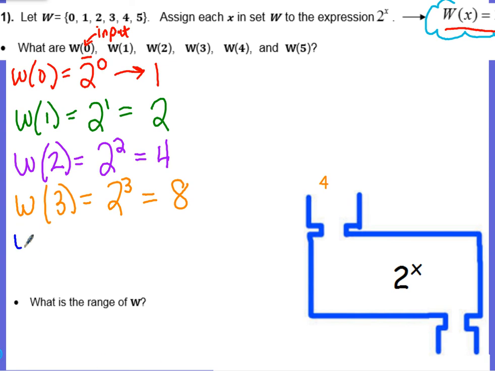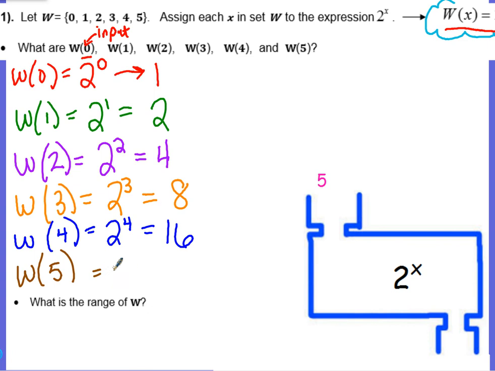When 4 is the input for this function, 2 to the fourth power. Notice you should also start to see a pattern here. The output is going to be 16. And our function machine is correct. Out comes 16. And the last one, when 5 is your input. So 2 to the fifth power. If you guessed that it is 32, you are correct. Good job.